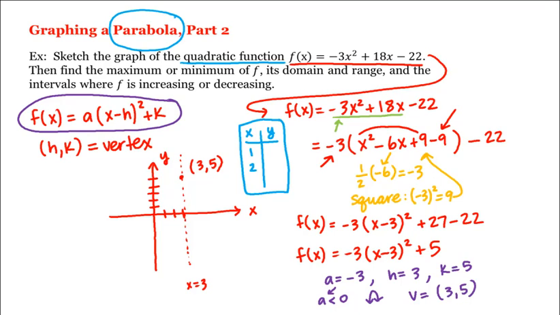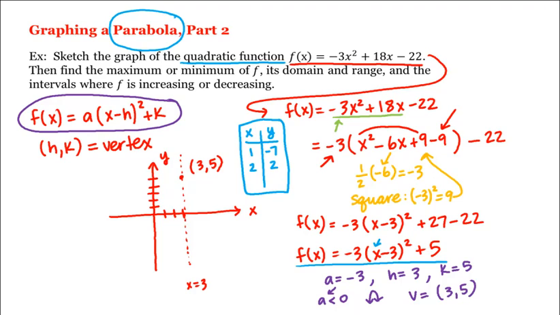So let's compute what y is equal to when x is equal to 1, which we can do by plugging in x equal to 1 down here in our vertex form of our function. So when we do that, we plug 1 in here. We have 1 minus 3, which is negative 2. Negative 2 squared is 4. 4 times negative 3 is negative 12, and negative 12 plus 5 is negative 7. And when we plug in x is equal to 2, we have 2 minus 3, which is negative 1. Negative 1 squared is 1. 1 times negative 3 is negative 3, plus 5 is 2.